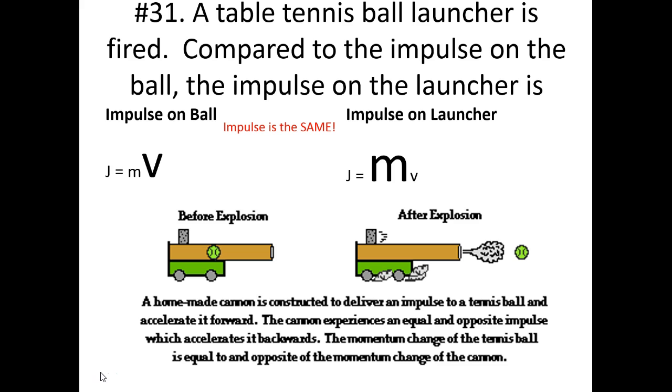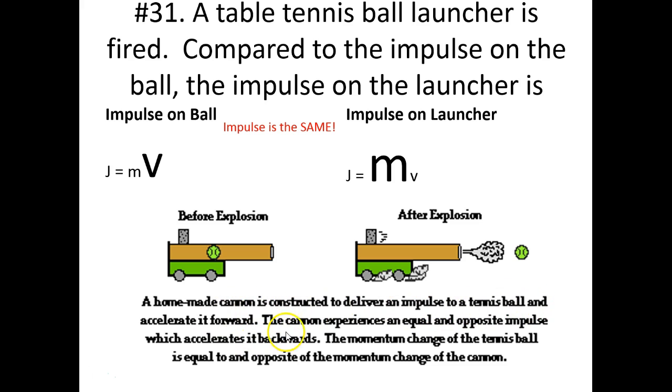For number 31, you have a table tennis ball launcher that is fired, compared to the impulse. Remember, that's force times time, or mass times change in velocity. The impulse on the launcher is the same. They are the same.